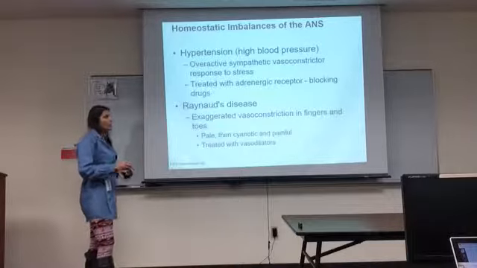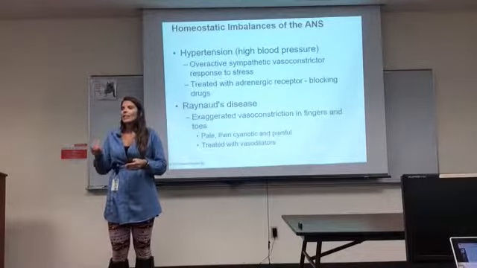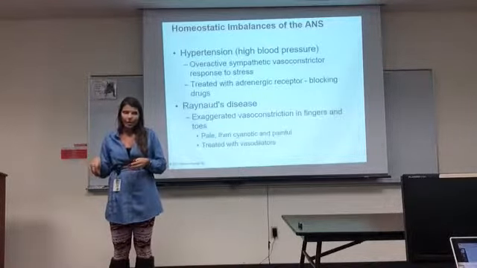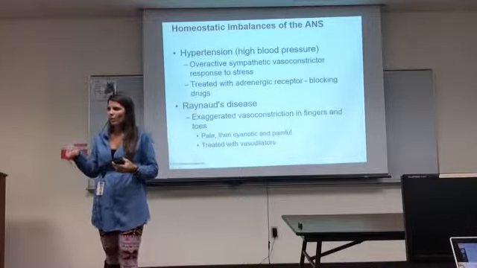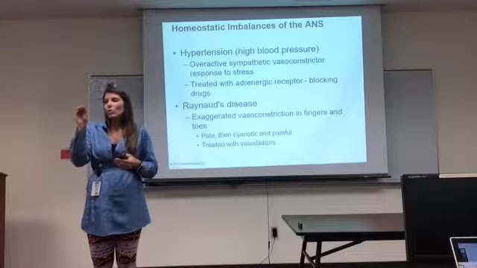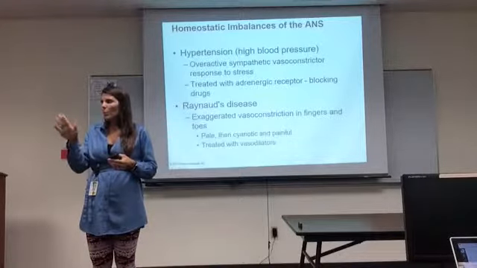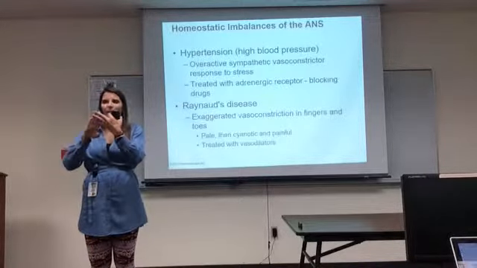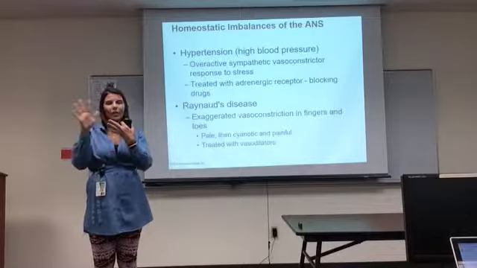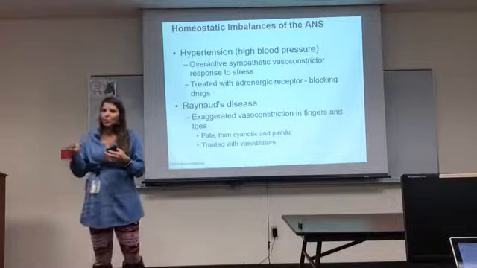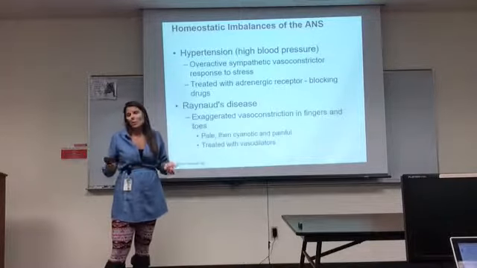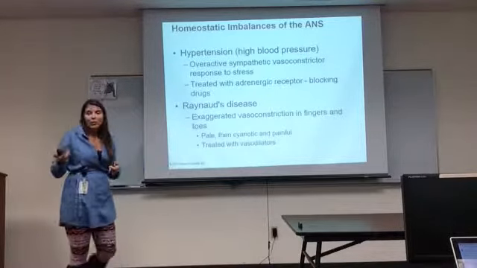Raynaud's disease means that you have exaggerated vasoconstriction in your distal appendages. What's vasoconstriction? The blood vessels shrink up. People with Raynaud's disease have bluish, greenish fingertips because there's not a lot of oxygen there. And their hands tend to be colder because there's no oxygen there. Painful sometimes.